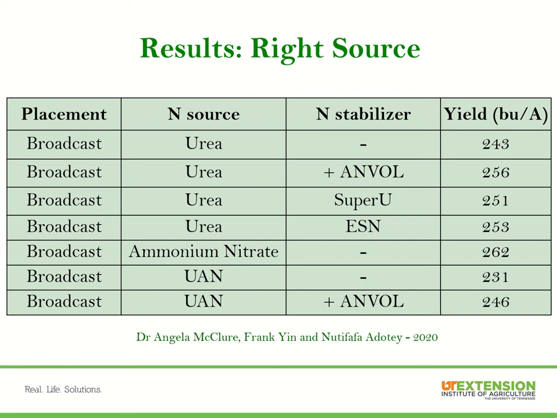If you look at the first 2 rows, what you realize is that treating urea with Anvil increased yield by 13 bushels. If you come down to the last 2 rows, treating urea ammonium nitrate with Anvil also increased yield by about 15 bushels. For all the treated urea or urea ammonium nitrate, there wasn't any significant difference in yield, except for UAN treated with Anvil, which had lower yield.